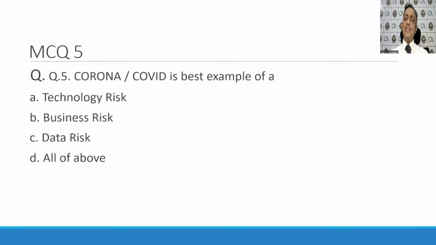Then Corona COVID is the best example of... Now see, what you basically need to look at is that our topic is business. So you have to look at this from a business perspective. Okay. So Corona COVID is the best example of a business risk. A lot of businesses have gone bankrupt, we all know, due to lockdown. A lot of businesses went bankrupt.